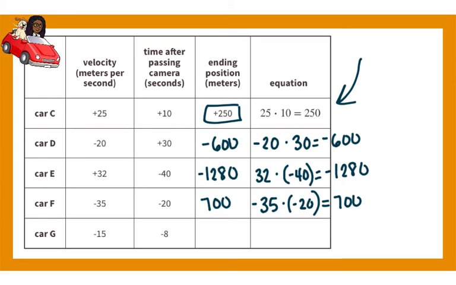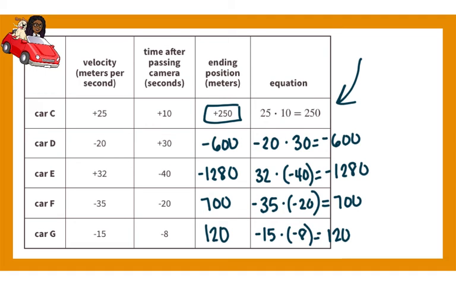All right, let's look at car G. So we have a negative 15 meters per second as our velocity, and it is 8 seconds before we pass that camera. How do we calculate this ending position? We're going to multiply negative 15 times negative 8, and we're at positive 120.